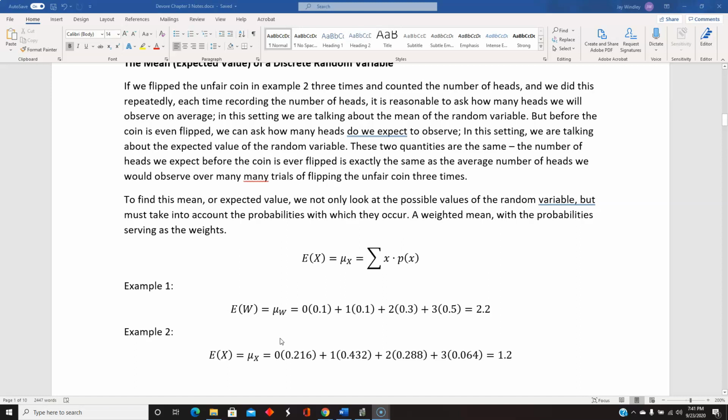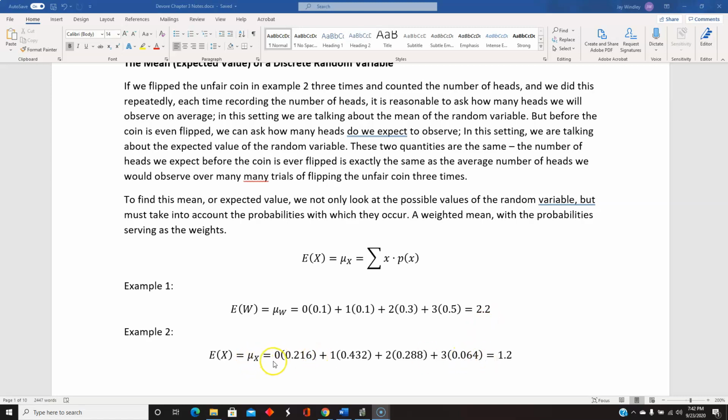So for example, in our example 1, our variable w could be a 0, 1, 2, or 3, and the probability of a 0 is 0.1, probability of a 1 is 0.1, probability of a 2 is 0.3, and so on. So each value of the random variable gets multiplied by the probability of that value of the random variable, and then those products get added together, and this is your expected value for the random variable, or your mean of the random variable. So in the context of this Dodger example, we expect the Dodgers to win 2.2 games. In other words, if they played this 3-game series with the Angels over and over and over again, if that was possible to do, on average, they would win 2.2 games.